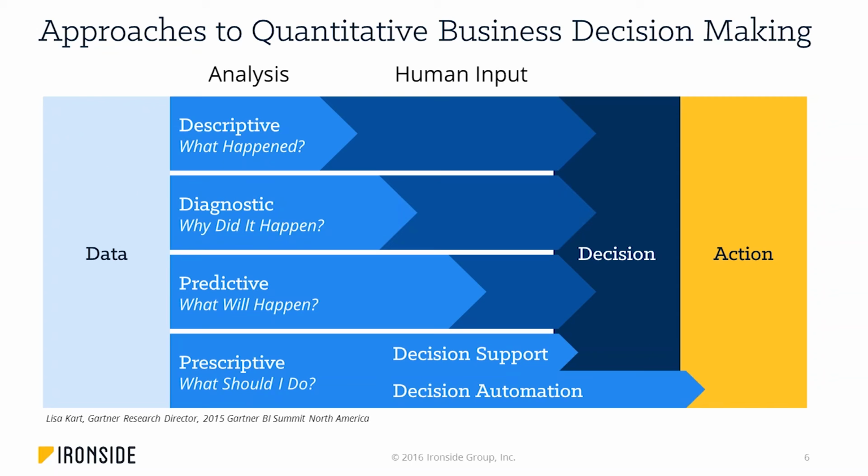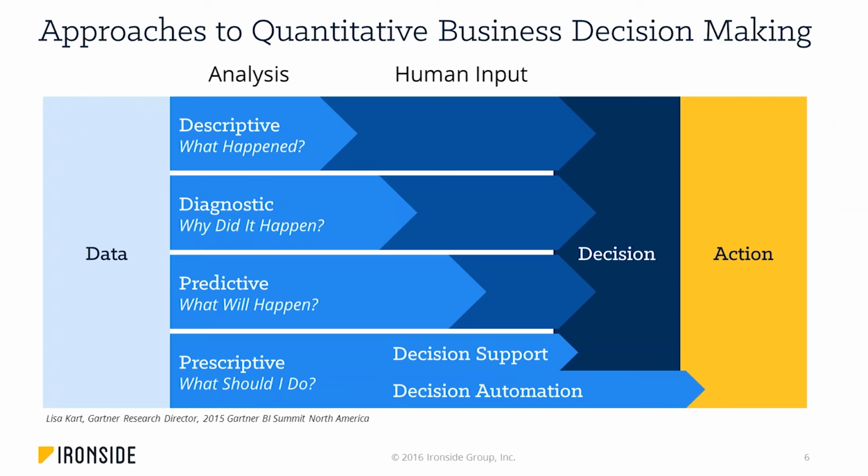So the first is descriptive, and that's really focused on, well, what happened? So this tends to focus on historical data. In terms of the technologies here, this is where we're seeing standard BI reports, SQL queries, that sort of thing. There's a lot of human input generally involved in getting to that decision point and then taking action.